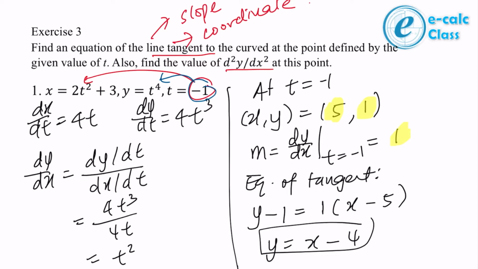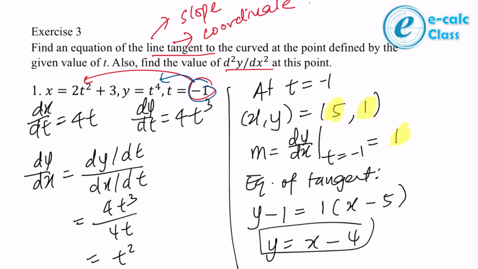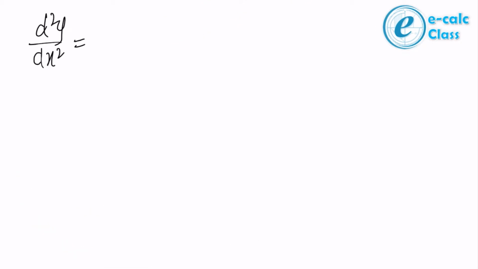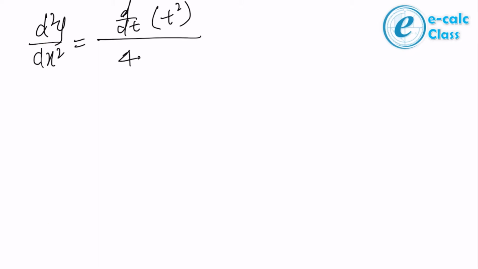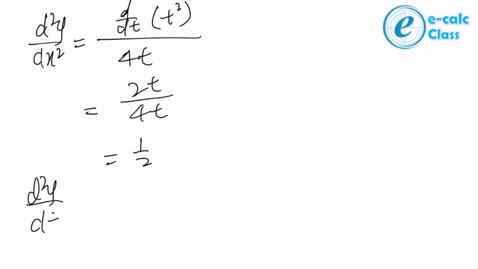Then the next thing I need to do is to find the second derivatives. So I will go to a new page. d²y/dx² is, you differentiate this thing here: you need to differentiate this, d/dt of t squared, over dx/dt. dx/dt is 4t. 2t over 4t is half. So d²y/dx² at t equals, just now was what, -1, equals half. Finish.